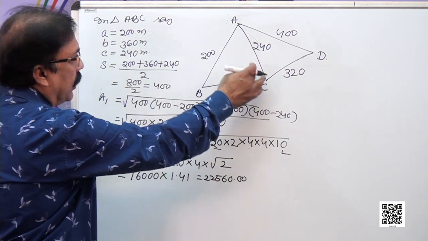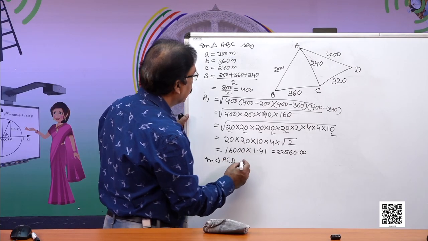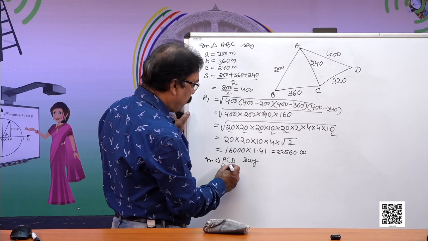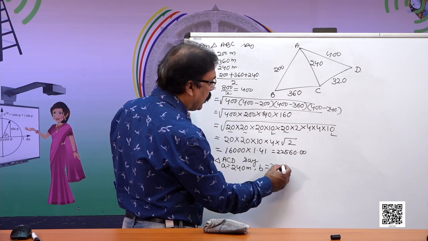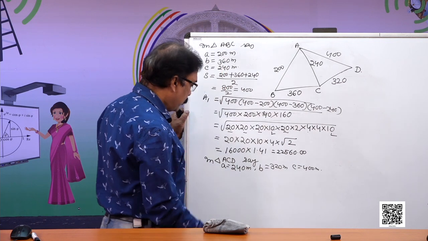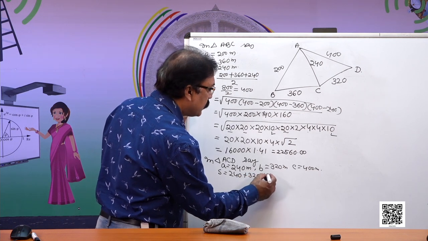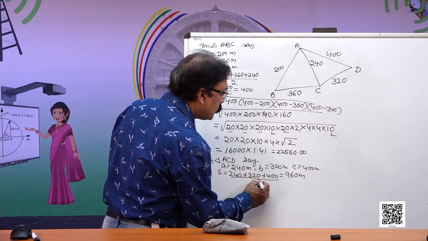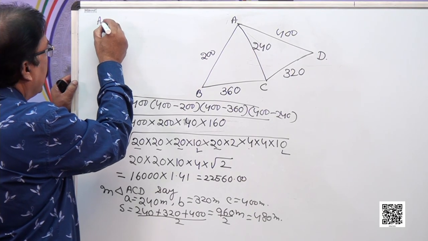Now, let's find the area of the other triangle. In triangle ACD, say, here also we have three sides, let them also be called ABC. So, for this triangle ACD, A is 240 meter, B is 320 meter, and C is 400 meter. Now, S is equal to (240 plus 320 plus 400), that is 960 meter, by 2. So, this gives 480 meter.